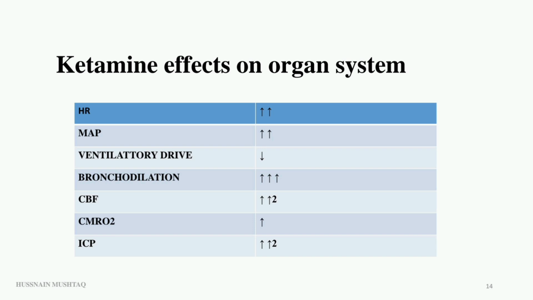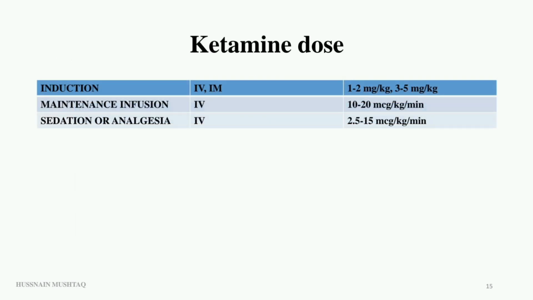Heart rate increases with ketamine, mean arterial pressure increases, ventilatory drive decreases, bronchodilation increases, cerebral blood flow increases, cerebral oxygen consumption increases, and ICP increases. And next one is ketamine dose.